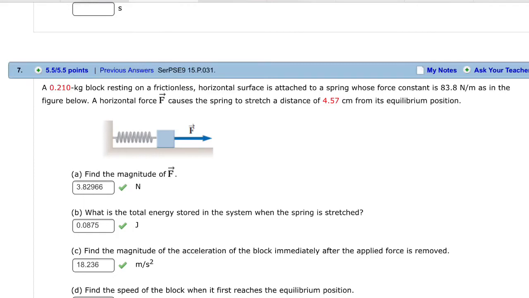We'll have assigned 8C number 7. A 0.210 kilogram block resting on a frictionless horizontal surface is attached to a spring whose force constant is 83.8 newtons per meter, as in the figure below. A horizontal force F causes the spring to stretch a distance of 4.57 centimeters from its equilibrium position.